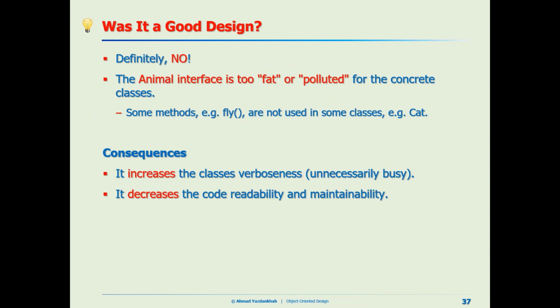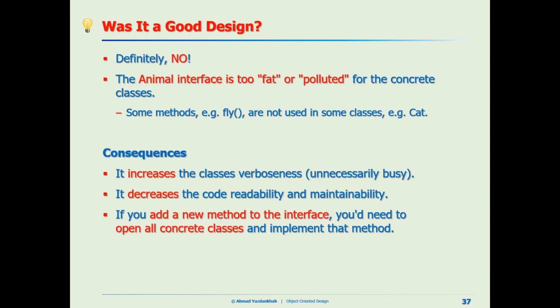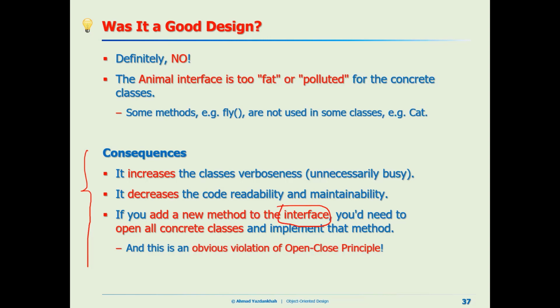The other issue we have is if we add a method in the interface, then we need to open all of those concrete classes and implement that method. And this is obviously a violation of the open-close principle. Just remember that in the open-close principle, we said application and design should be in such a way that it should be open for extension, but closed for modification. But with this design, when we add a new feature, we have to open that interface and put a method inside that, and consequently all of the concrete classes should be recompiled. And this is not good. This is a violation of this principle.